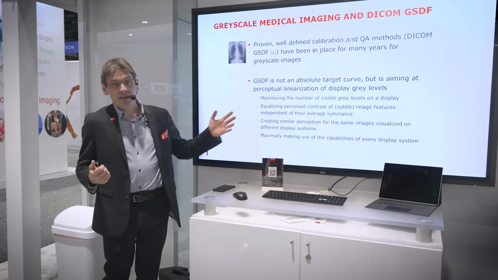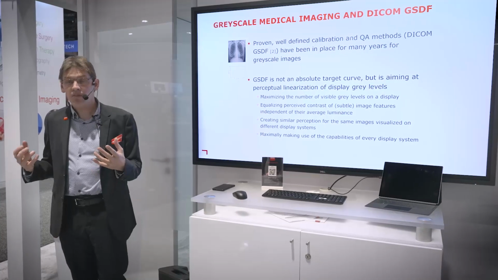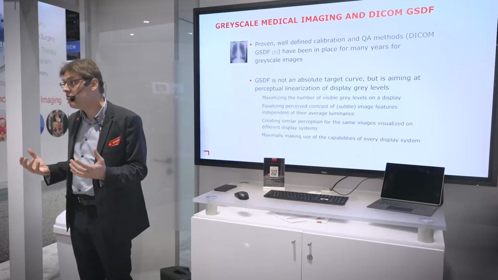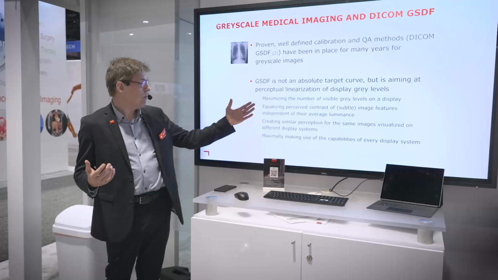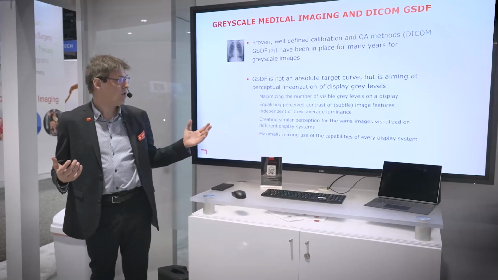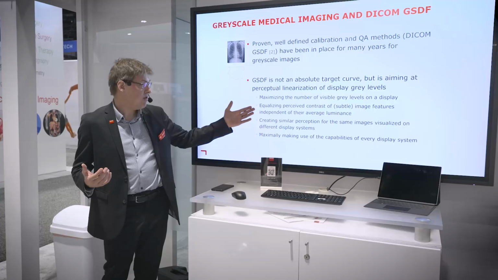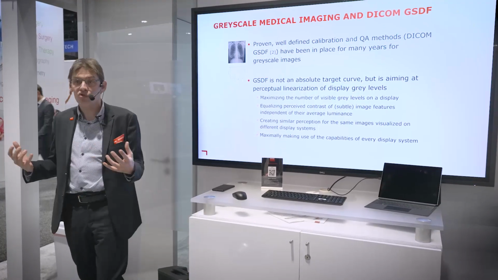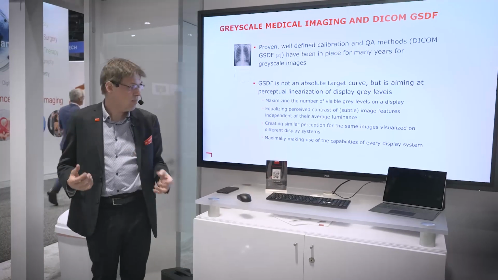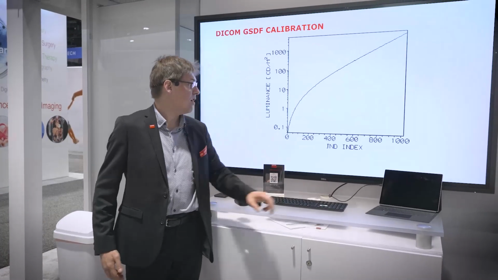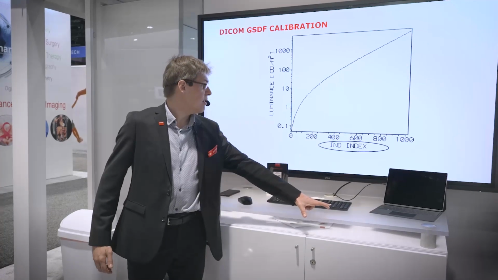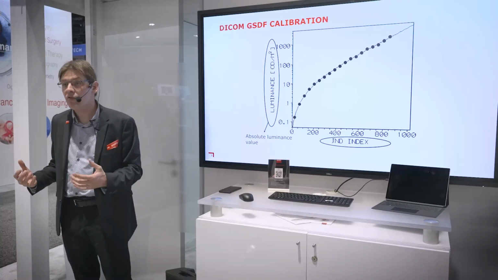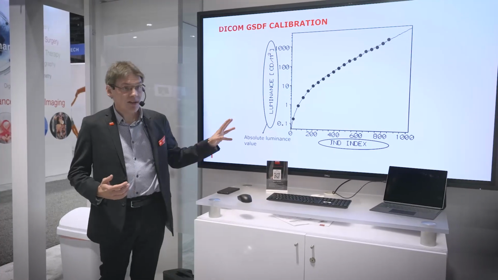It's important to understand that this is not an absolute target curve. It's really aiming at perceptual linearization of grayscale. So it means that you will maximize the number of visible gray levels on a display, making them perceptually linear, but not reducing brightness or contrast of the display. So you use the maximum capabilities while calibrating to the DICOM target curve. And in practice, it looks like something like this. So what you're going to do is putting those shades of gray on the target curve. So that's grayscale calibration.